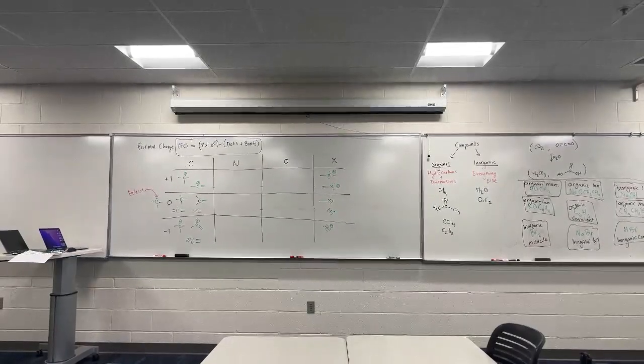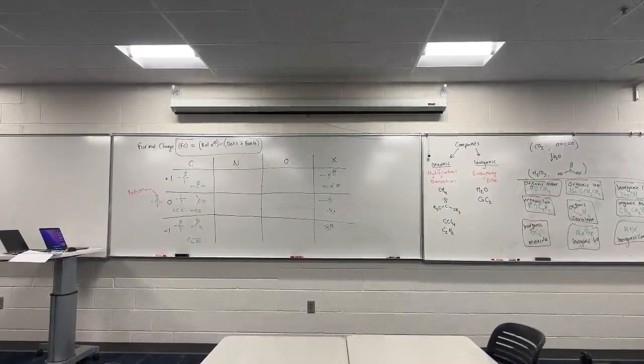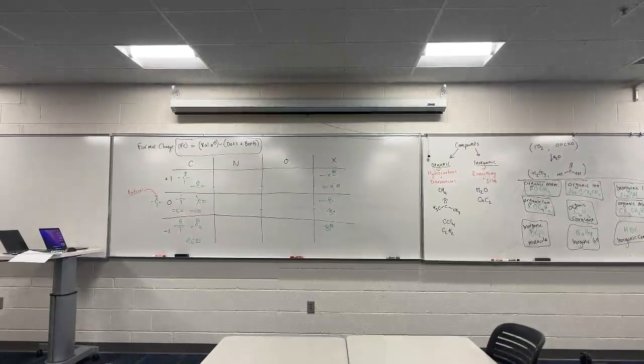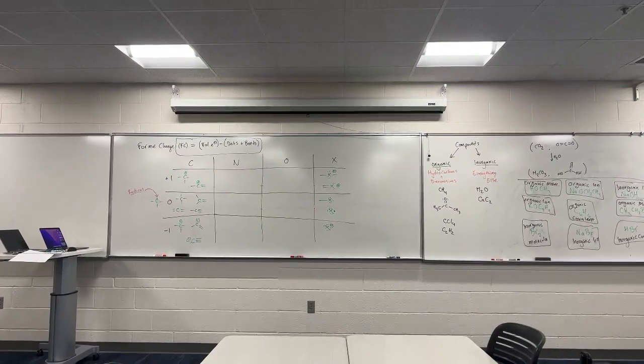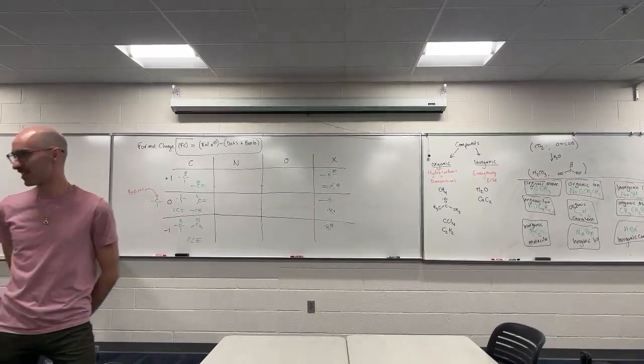Good. 5 valence electrons minus how many dots surrounding the nitrogen? Well, here there's 2 dots surrounding carbon and 3 bonds. Good, 0 dots plus 4 bonds. 5 minus 4 plus 1. Good.